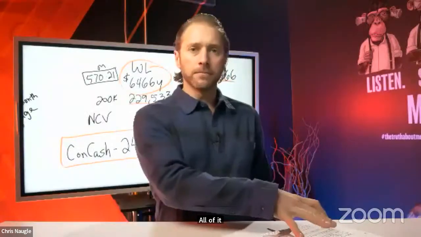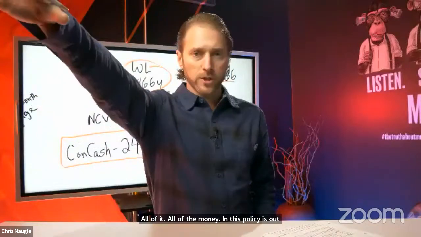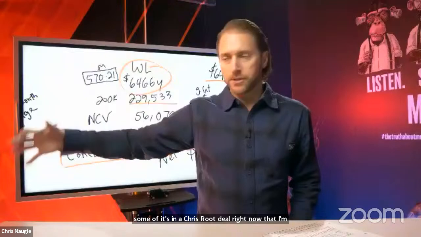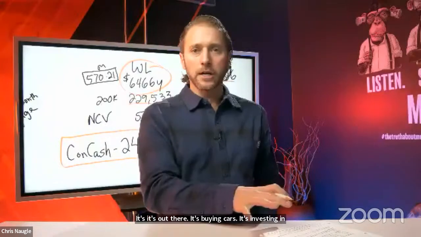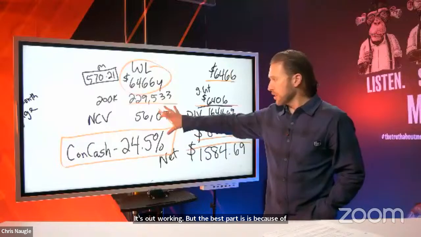All of the money in this policy is out working. And some of it's at the Fullers earning 13%. Some of it's in a Chris Rude deal right now that I'm getting 12% on. It's out there. It's buying cars. It's investing in deals. It's lending money to people like Gunter and Robert. It's out working.